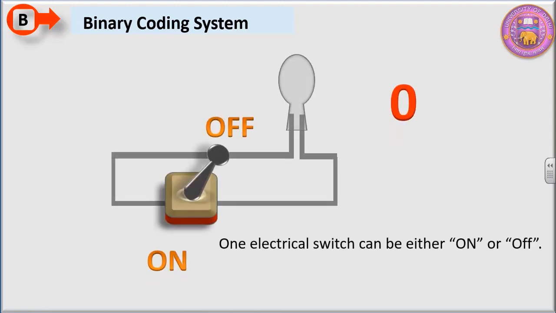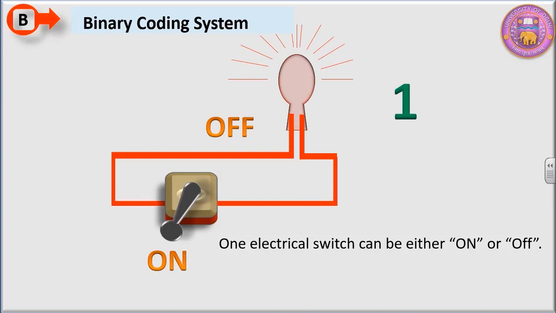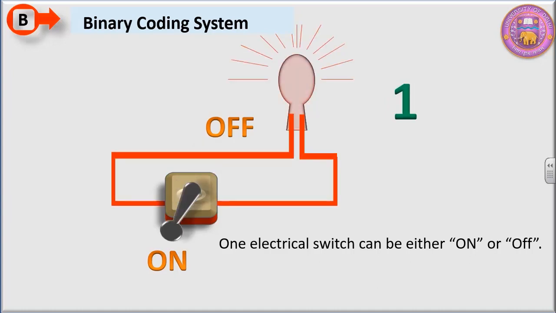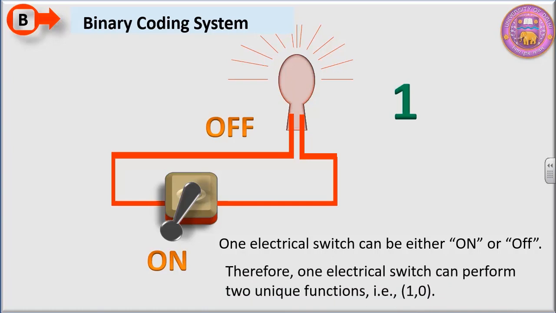One electrical switch can either be on or off. Now see with the help of this diagram how it actually works. When electricity is off, it is 0, and when electricity is on, it is 1. See it once again. When the electricity is off, it is 0. The moment it is switched on, electricity is termed as 1. Or we can say it is on. Therefore, one electrical switch can perform two unique functions, that is 1 or 0. 1 means on, 0 means off.